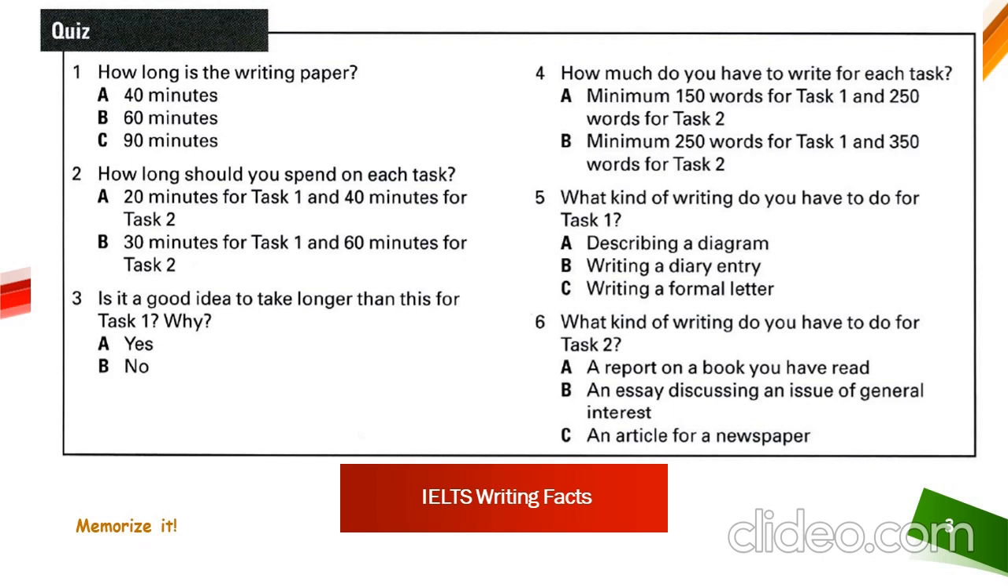Question number 4. How much do you have to write for each task? So that is in terms of word limit. A. Minimum 150 words for task 1 and 250 words for task 2. B. Minimum 250 words for task 1 and 350 words for task 2. Question number 5. What kind of writing do you have to do for task 1? A. Describing a diagram. B. Writing a diary entry. C. Writing a formal letter. And the last question, what kind of writing do you have to do for task 2?